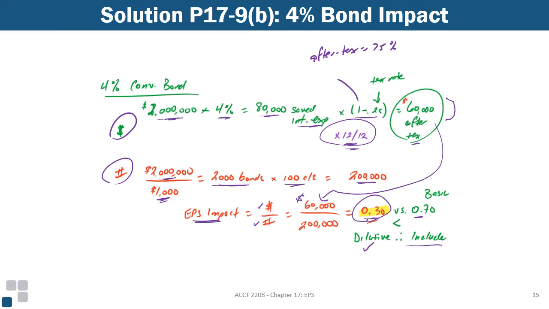Not doing this individual impact will hurt you because you can end up with something that's anti-dilutive. Let's say that the numbers that we did here ended up with, instead of 30 cents, 80 cents. Well, 80 cents is more than 70, and this would be anti-dilutive, and we would not include this item. So we're going to include the item, but we don't know the ranking order just yet.